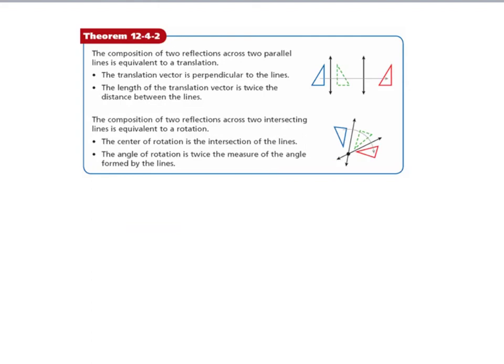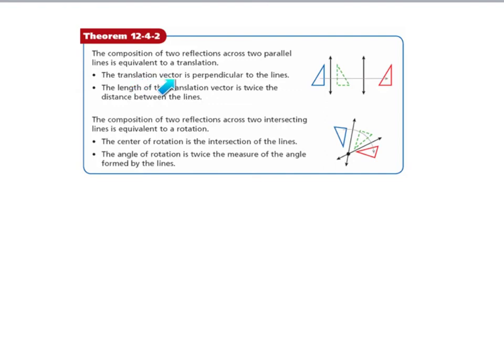So the last thing we want to cover in this section are a couple theorems here. The first theorem says that the composition of 2 reflections across 2 parallel lines, which we have here, is actually equivalent to just a translation. So if I were to take the blue figure and reflect it across the first line, I get the green figure. And then if I take the green figure and reflect it across the next line, which is parallel to the first, I'll get the red, which just happens to be just a translation.